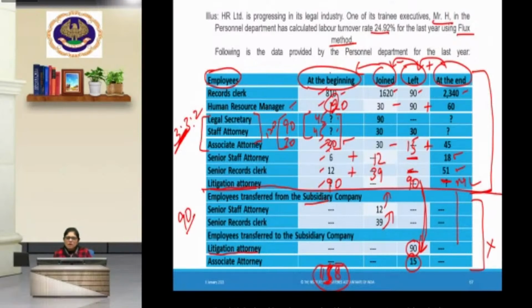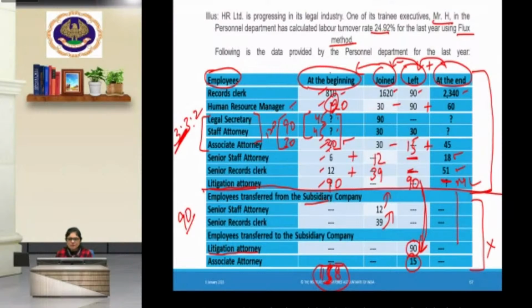Any doubt in this table? Once you finish this table, 80% of the job is done. Clear? I hope you have understood. Yes, very good. Some of you have calculated. So this is the way we calculate, 45 each. This is the way we completed the table.